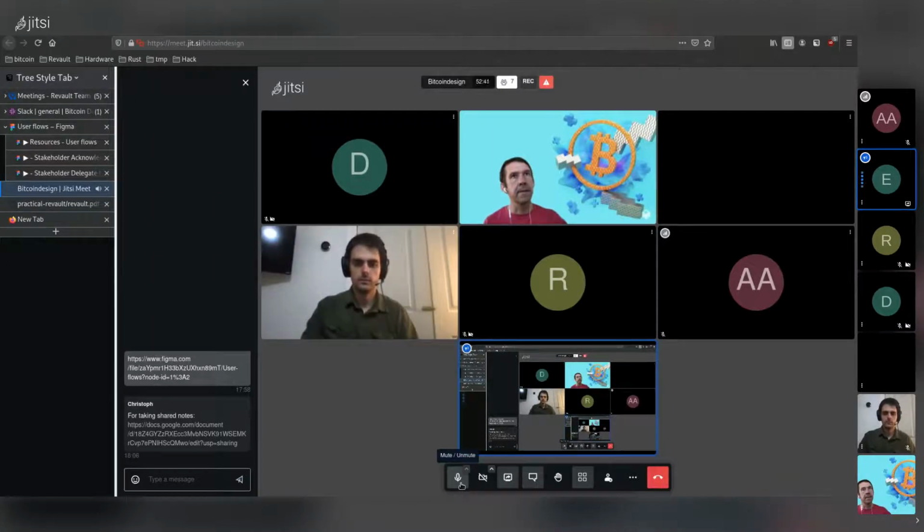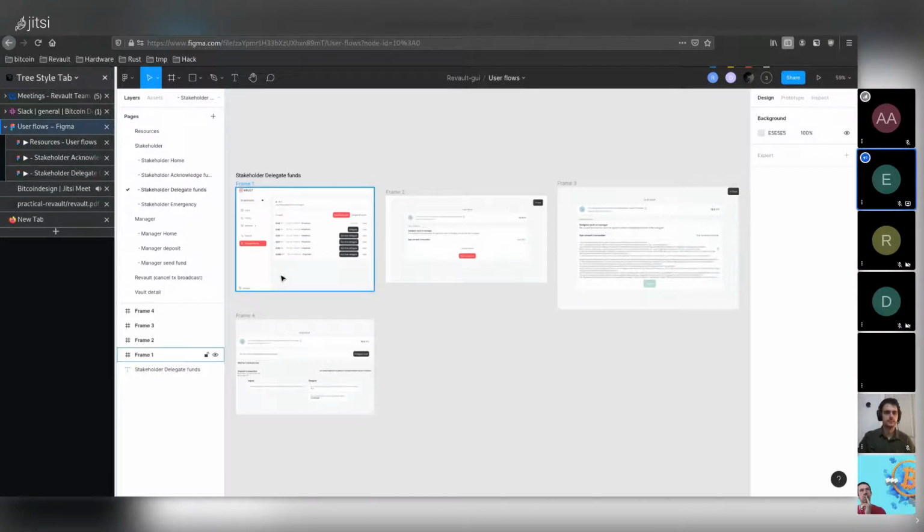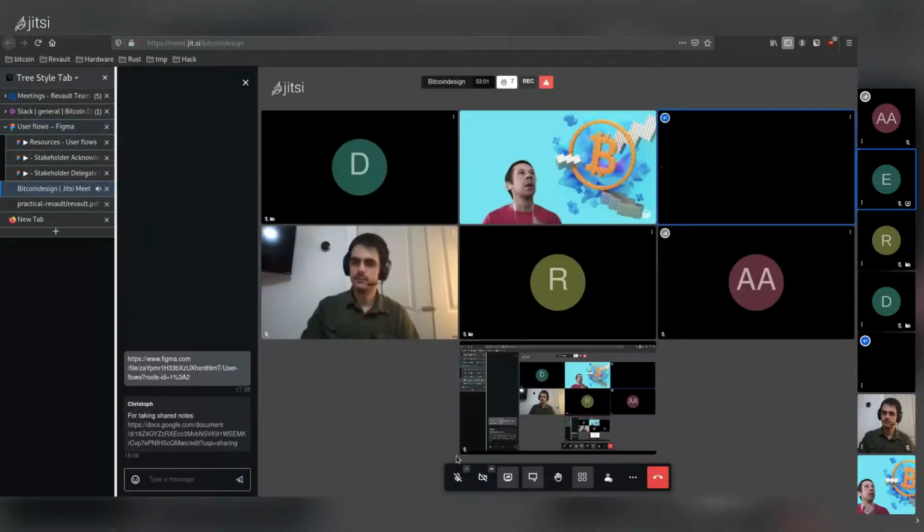But yes, thank you very much for the feedback, because definitely just saying we delegate funds to a manager means nothing for a normal stakeholder. Christoph, any thoughts on this, Flo?